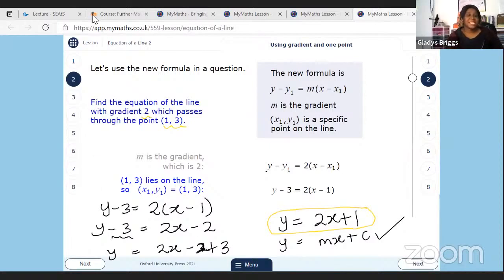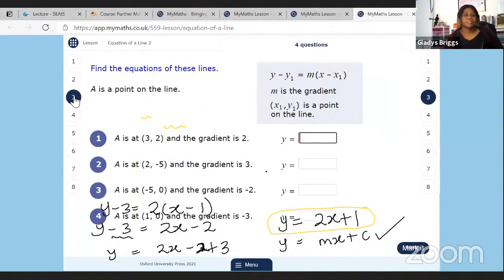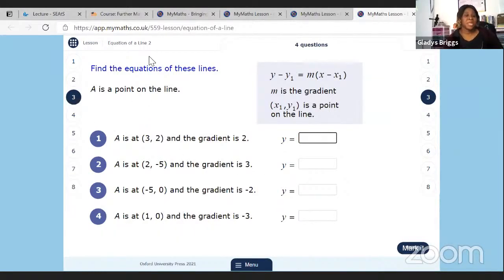Okay, so let's have a look. So I'm going to clear my screen now. And I'll get you guys to have a go at this question. Let's start with the first two. And if we're good on them, we can try the others, and then move on to the next thing. Just use the formula. You know what your gradient is, and you know what x1 and y1 are. Use it and rearrange to get y is equal to whatever thing you get.